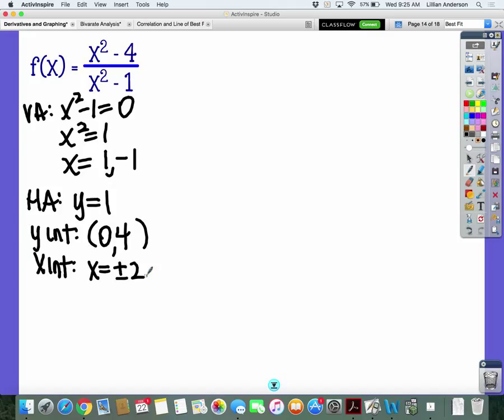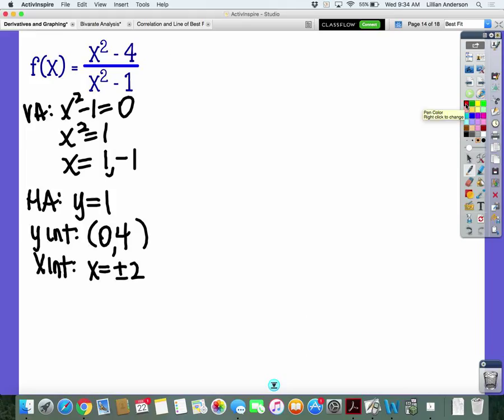Now, let's do the first part. I'm going to let you guys try to do it on your own. You're trying to determine where the graph is increasing and where it's decreasing, which means you need to do the first derivative and set it equal to 0. So I'm going to let you guys do that. I'll check back in about 3 minutes.